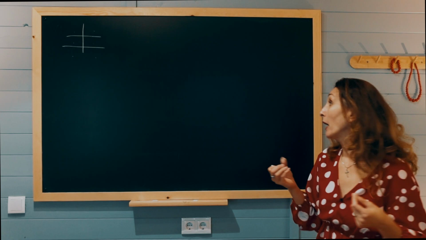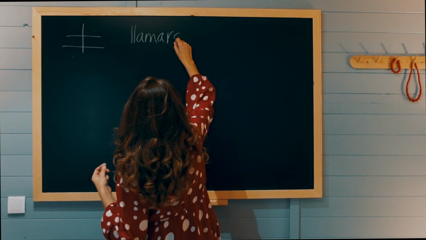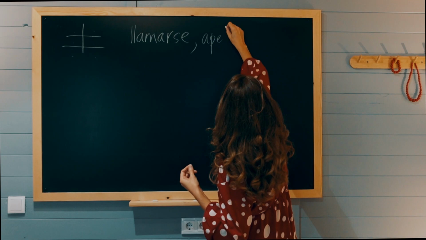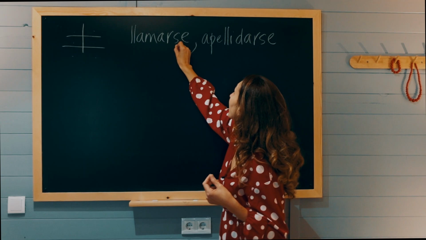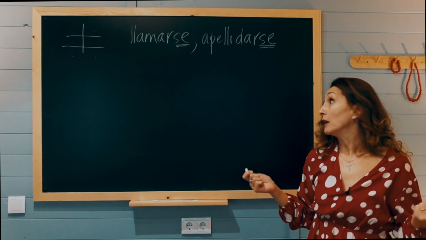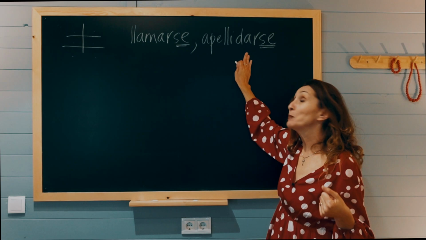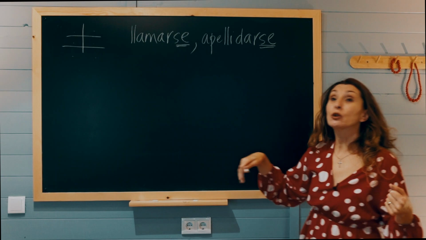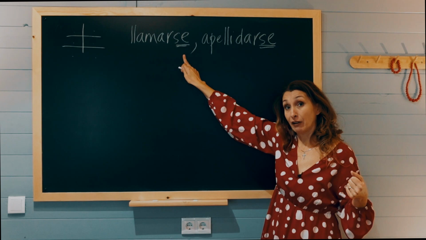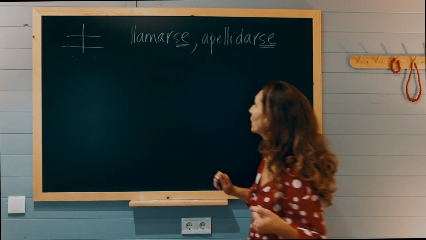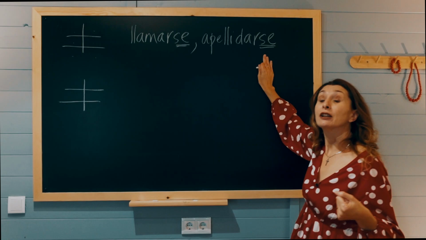So the verbs, llamarse and apellidarse, they have this pronoun built in. What does that mean? When we conjugate this verb and this one, and we go down the grid, we will be doing the same with this pronoun, with this reflexive pronoun, okay? So let's see the pronouns first. Let's see the grid for the reflexive pronoun, okay?